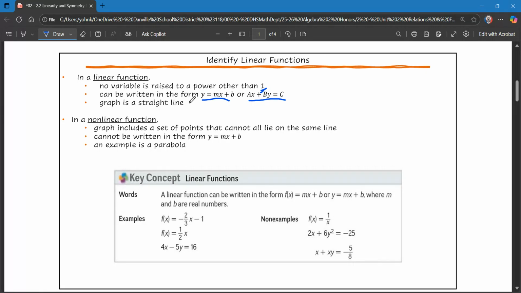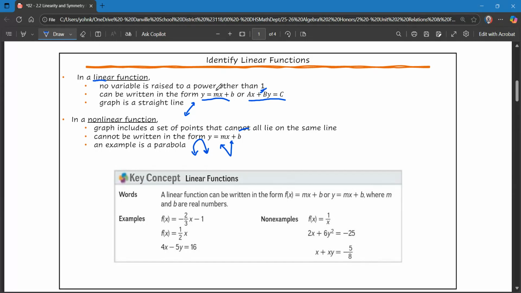So if you look at a picture, it's going to be a straight line of some sort. That's a linear function. Notice the word line in linear function. In a nonlinear function, this means no line. The graph includes a set of points that cannot all lie on the same line. You cannot write it in the form y equals mx plus b. An example might be a parabola. This is a nonlinear function. That's a parabola. You can also have an absolute value function. That's also a nonlinear function.